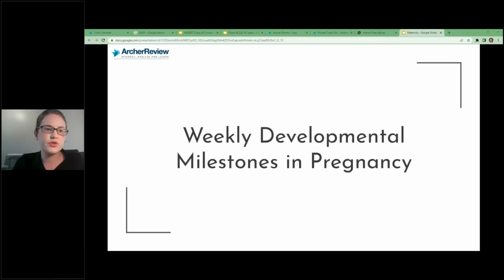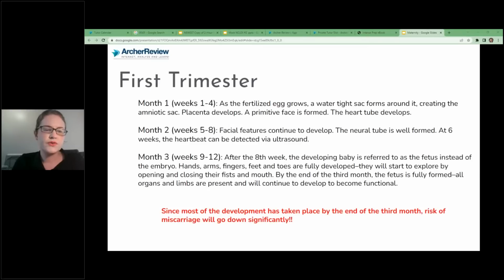Next, I want to shift into the weekly developmental milestones in pregnancy. So first, let's talk about the first trimester. During this trimester, a lot happens. A fertilized egg changes from just a small grouping of cells all the way into a fetus that starts to have a baby's features. A lot of development happens in this first trimester. So let's go month by month. First of all, we have month 1. This is weeks 1 through 4.